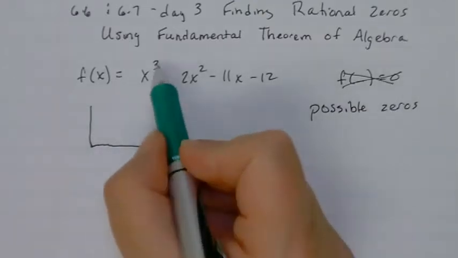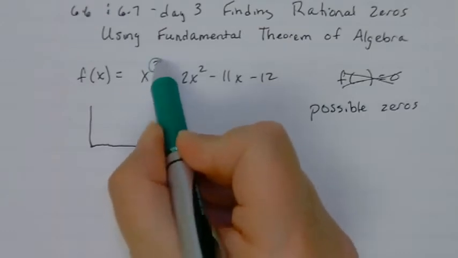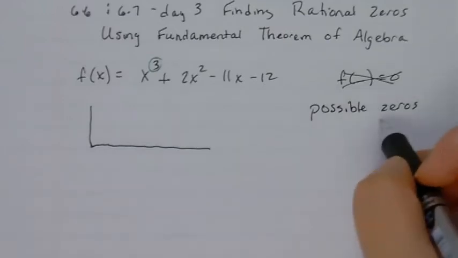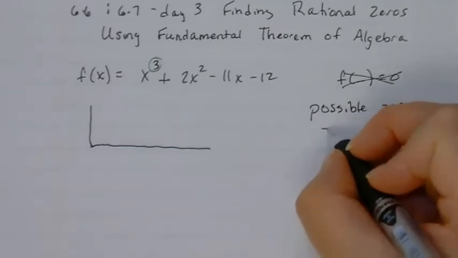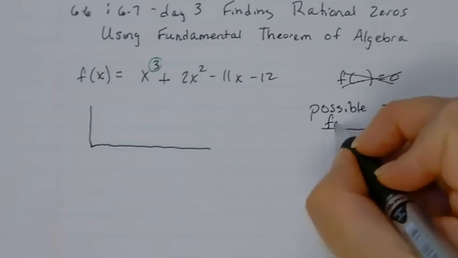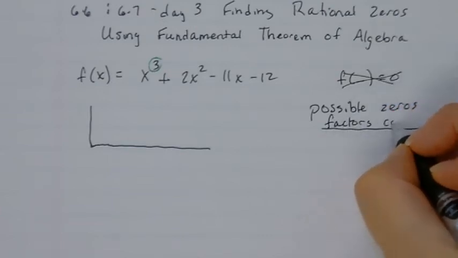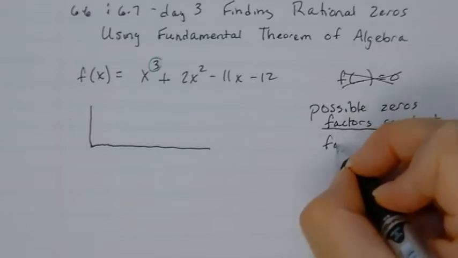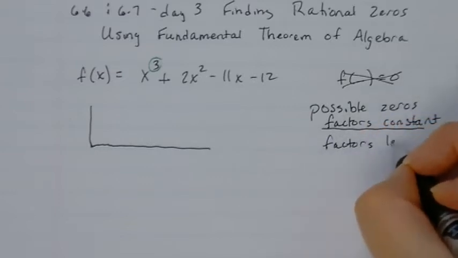First of all, just looking at this equation, I know that I should have 3 zeros. They can either be real zeros or imaginaries. So that means I have 3 roots, but the roots don't necessarily have to be x-intercepts if they're imaginary numbers. So we're going to start here by finding a method to find our possible zeros. To find the possible zeros, we're going to find the factors of our constant term divided by the factors of our leading coefficient.